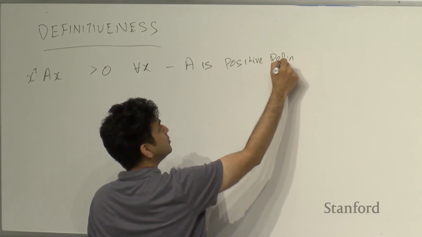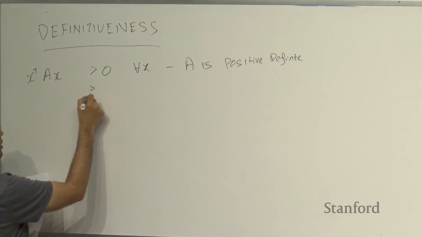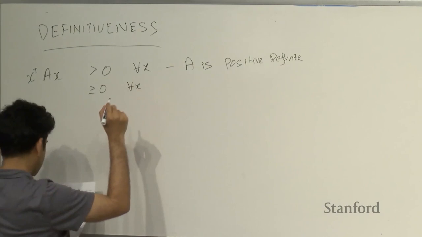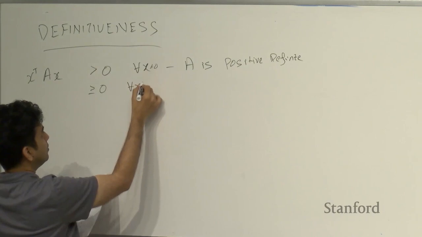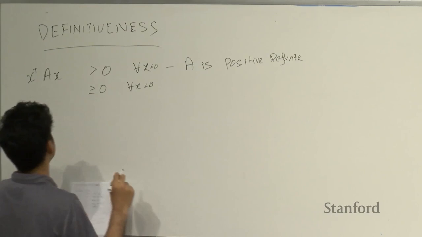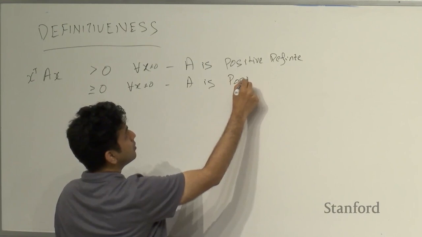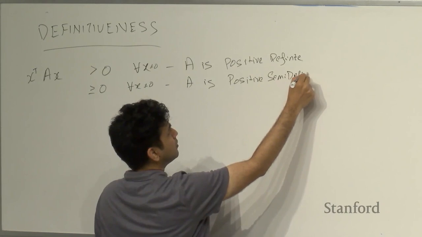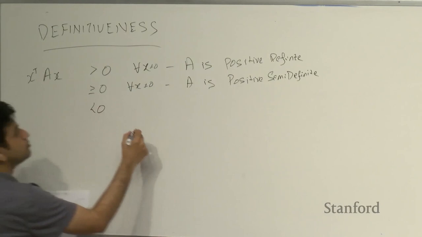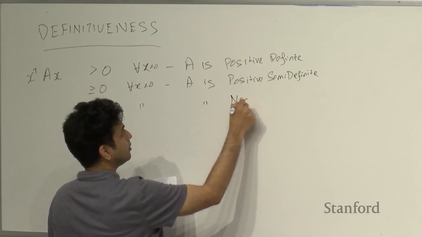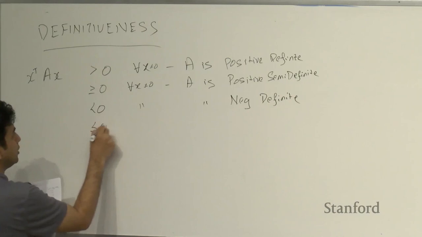Similarly, if x transpose A x is greater than or equal to 0 for all x not equal to 0, because when x is 0, x transpose A x will be 0, then A is positive semi-definite. If it is less than 0 for all x not equal to 0, then A is negative definite. If it is less than or equal to 0 for all x not equal to 0, then A is negative semi-definite.